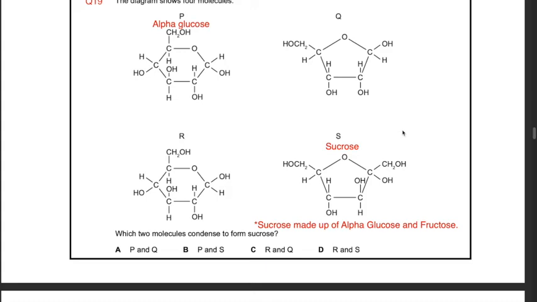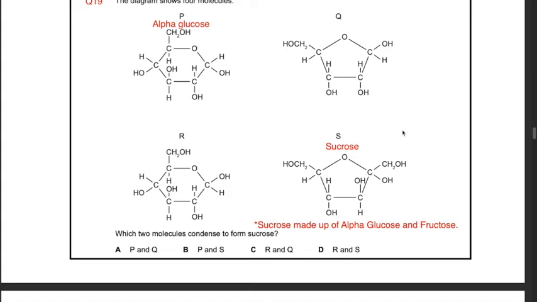Well, in R, if you look at the first carbon atom, the OH group lies above the plane, and if the OH group lies above the plane, that is beta glucose, not alpha glucose. If only the OH group lies below the plane, then that is alpha glucose. Hence, P is alpha glucose.